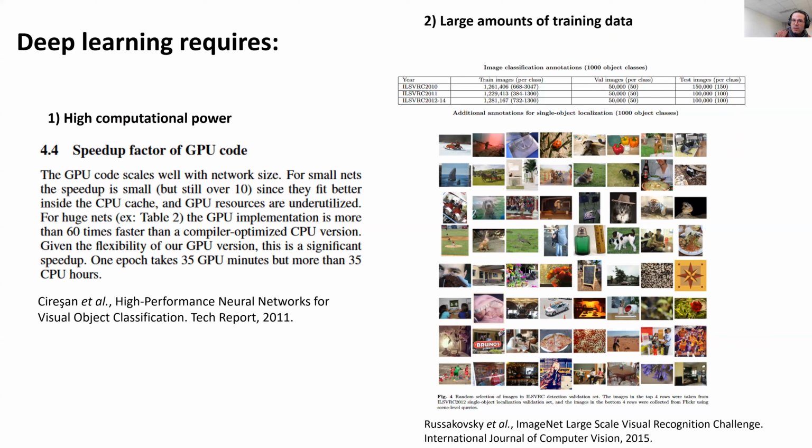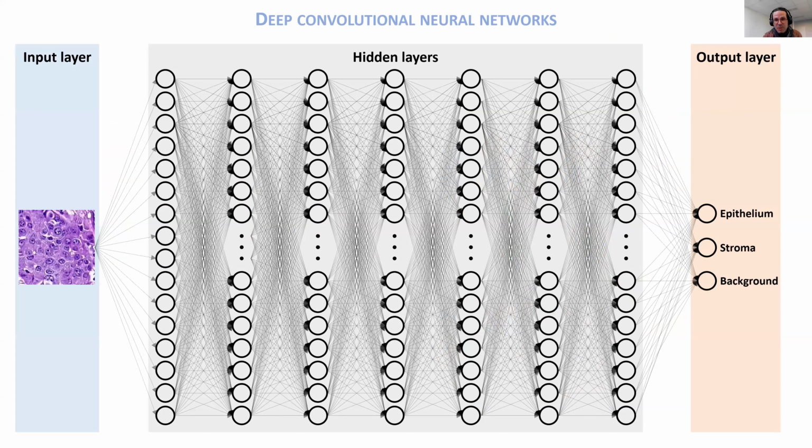So how does deep learning work? I'm going to try to give you a quick intuition. Just to start with some vocabulary, with neural networks, you're going to have an input layer corresponding to your input data, and an output layer where you have what you want to estimate. In that case, we want to know if the input image corresponds to epithelium, stroma, or background. And then you're going to have hidden layers in between.